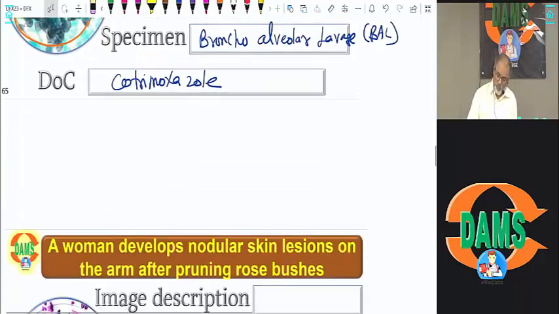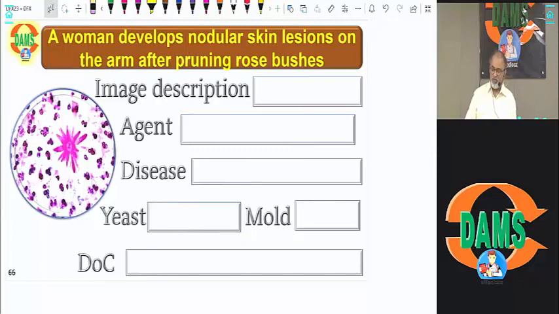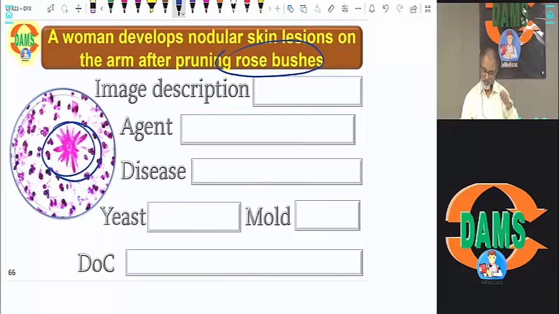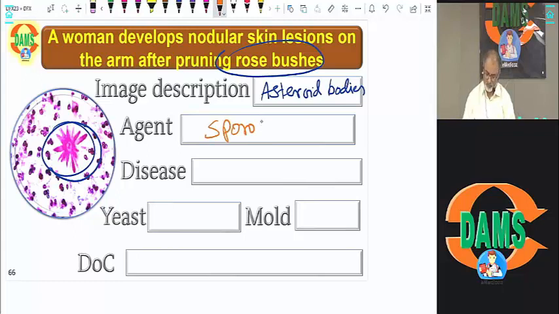Next is a woman who develops a nodular skin lesion on the arm after pruning rose bushes. What is the structure? Asteroid bodies, that's all. Which agent? Sporothrix schenckii. What is the name of the disease? Sporotrichosis, common name Rose Gardener's disease.